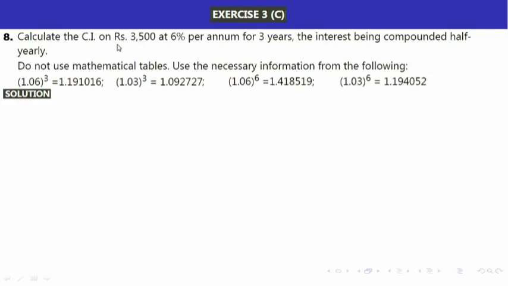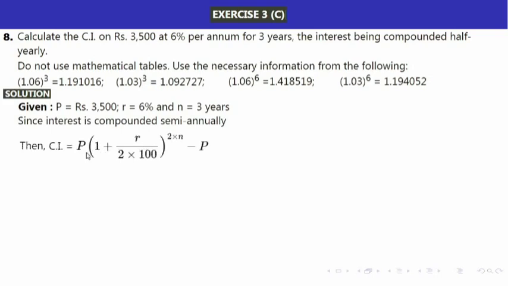You need to calculate compound interest. Principal is given, rate is given, and time is given, and you have to use the formula for interest compounded half yearly. So your amount formula will be this much. Your compound interest will be amount minus principal. P and P can both be taken outside, so you have this much here minus 1, since P went outside and only 1 is left.